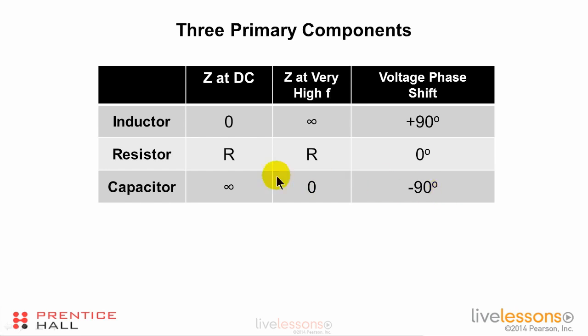The resistor occupies a special spot or a special case right smack dab in the middle. It's got an impedance at DC of whatever the resistive value is. It's got an impedance at very high frequency that is the same value. That is, the value of a resistor doesn't change with frequency. And it's got a voltage phase shift of 0. Now, throughout this lesson, we're going to treat these three components as if they are pure. A pure inductor, pure resistor, and pure capacitor.